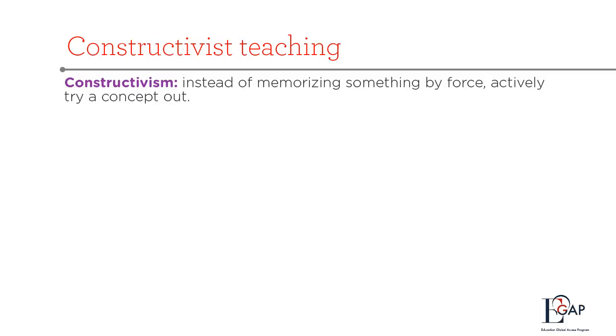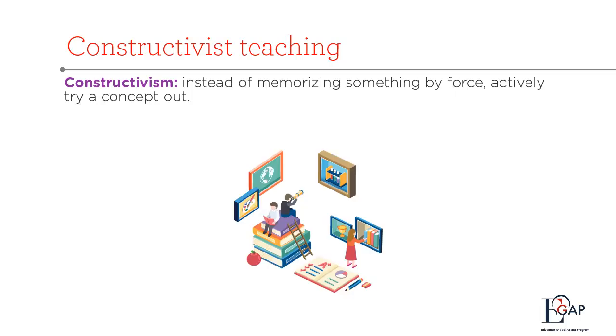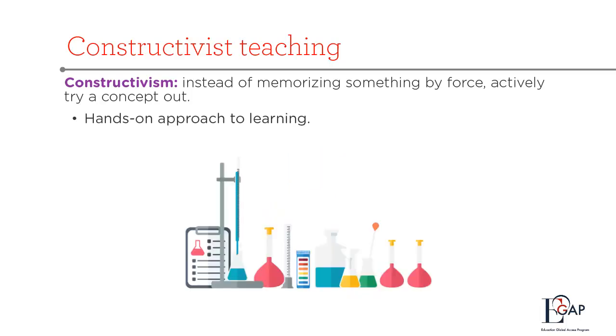At heart, constructivism is a theory about how people learn. It says that instead of trying to force yourself to memorize something, the best way to learn is to actively try a concept out, and then reflect on that experience. Constructivist teaching involves tying new concepts to things you already know. This is a hands-on and active approach to learning that gives students the freedom they need to experiment, test out, and become the leaders of their own learning. And after trying these new concepts out, students take time to reflect on them. In other words, this approach emphasizes teaching students how to learn.